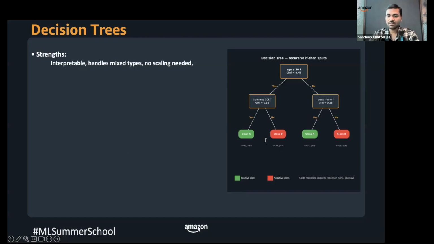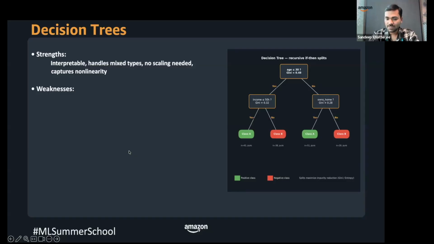The next part is they are also incredibly low maintenance. Unlike many other algorithms, decision trees can handle mixed data types natively. So you don't need to scale or normalize your features beforehand. And because they use those hierarchical splits, they naturally capture non-linear relationships. So no scaling is needed, and it captures non-linearity very well.